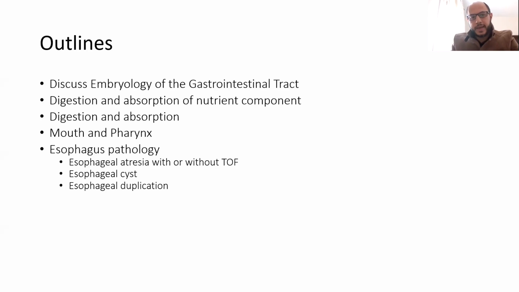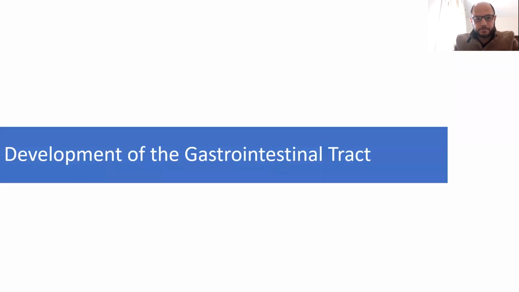So we're going to talk about a very, very quick overview of the embryology of the gastrointestinal tract. Then I'm going to talk about the digestive system: how it works if the baby is on breast milk or formula, what the main components are, how they are usually digested, and if there's any pathology, what the thinking process is behind it. Then we're going to talk about the mouth and pharynx, and finally the main lecture, esophageal pathology: esophageal atresia, with or without tracheal fistula, and then esophageal cyst and esophageal duplication.